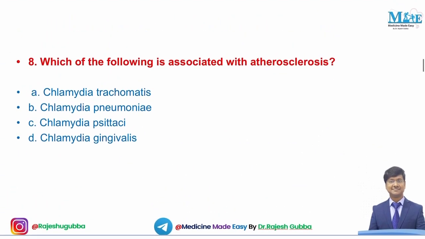Moving to the next question. Which of the following is associated with atherosclerosis? Chlamydia trachomatis, Chlamydia pneumoniae, Chlamydia psittaci, or Gingivalis. It is Chlamydia pneumoniae which is associated with the development of atherosclerosis within the coronary artery, causing coronary artery disease. Chlamydia trachomatis is associated with sexually transmitted disease. Chlamydia psittaci is associated with psittacosis, which is a lung pathology. All right, next question.